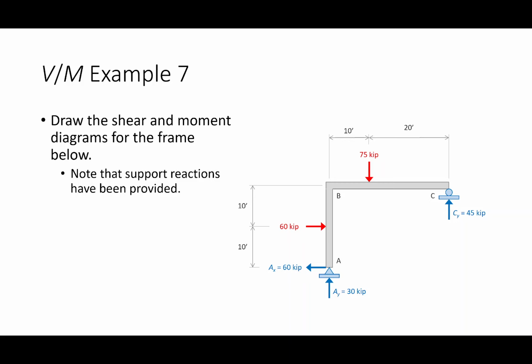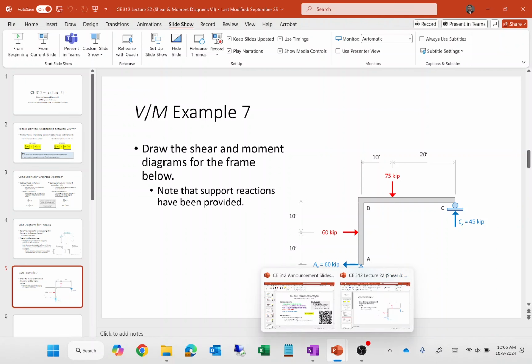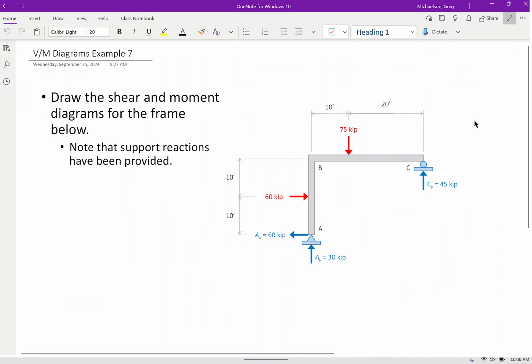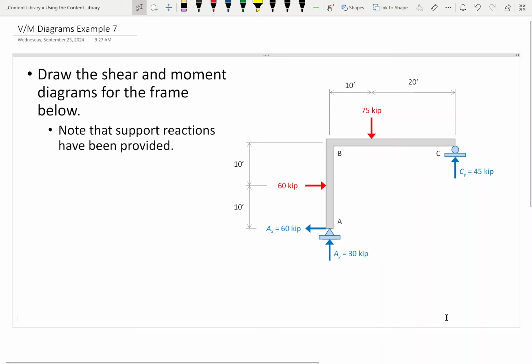Just to illustrate how a shear and moment diagram is constructed, I want to take a look at this example. I'm giving you a frame, and I went ahead and gave you the support reactions for this frame. I'm hoping that by now you can compute the support reactions pretty easily. So we have a 60 kip load between A and B, and a 75 kip load between B and C. And they're both applying some sort of bending action to the members.